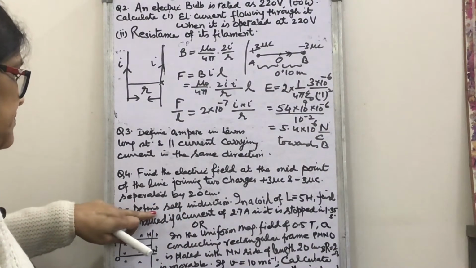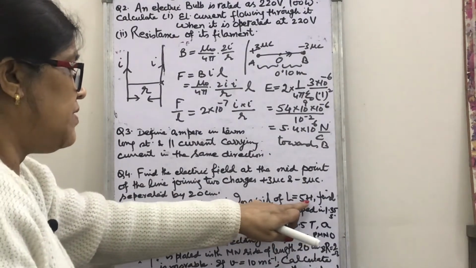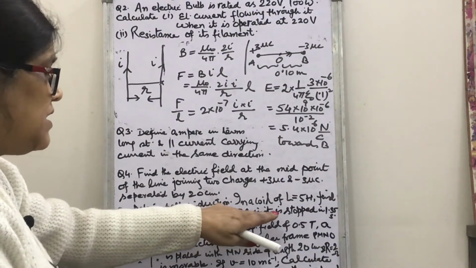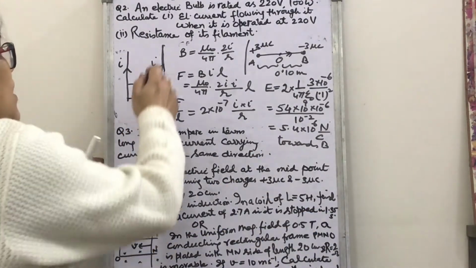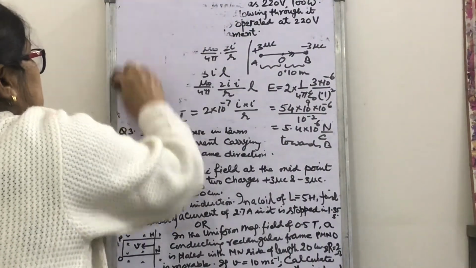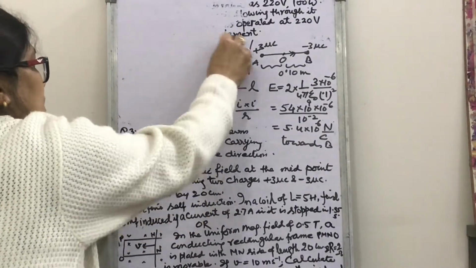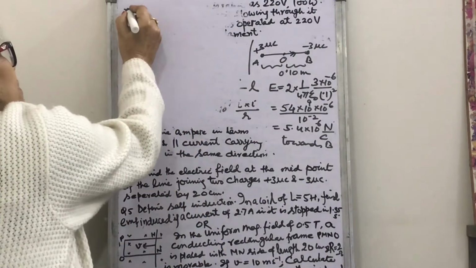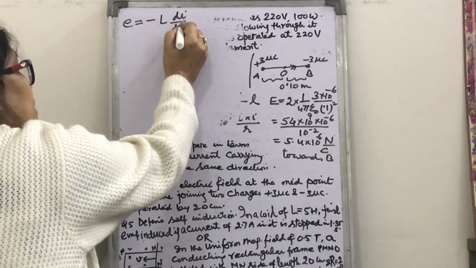Next question is, define self-induction, and for a coil of L equal to 5 Henry, find the EMF induced if a current of 2.7 ampere in it is stopped in 1.35 seconds. Look, how to solve this question? You know, EMF is induced in a coil when the magnetic flux linked with the same coil changes. We have read the expression, the induced EMF is minus L di by dt.